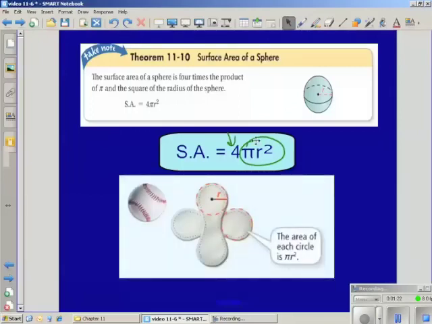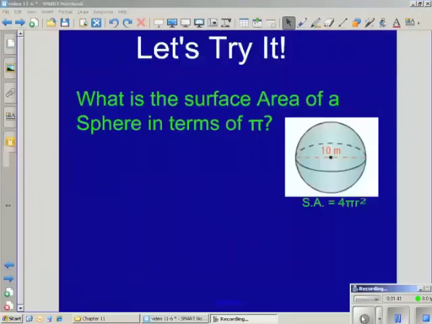Let's take a look at a baseball, which is also a sphere. If we open it up to see the net, what we see is 4 circles. So if we find the area of these 4 circles, then that will give us the surface area of the sphere. All right, let's try it.